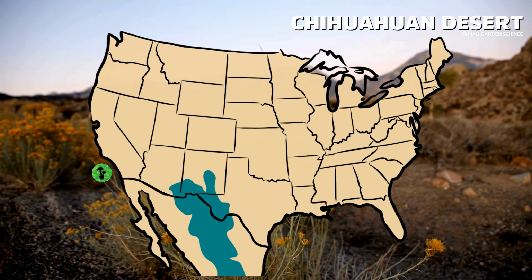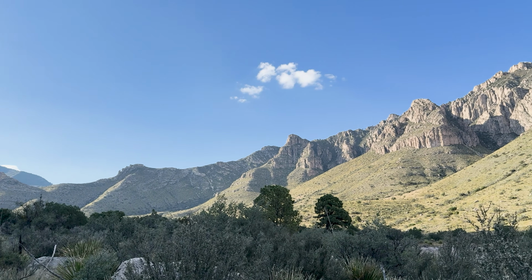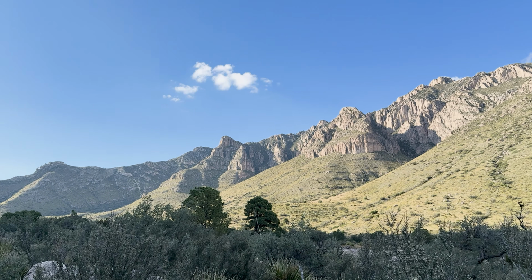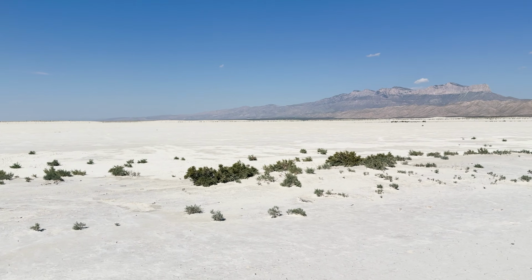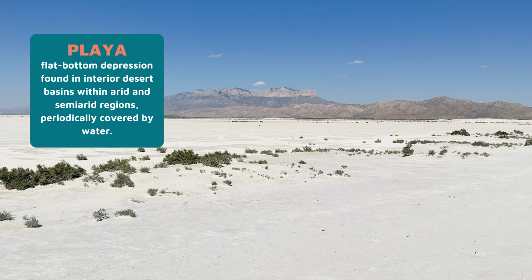The Chihuahuan Desert ecoregion covers nearly 250,000 square miles, making it the largest desert in North America. Broad desert valleys, or basins, are bordered by mesas and mountains. This allows playas to form when rainwater drains down into these closed basins.